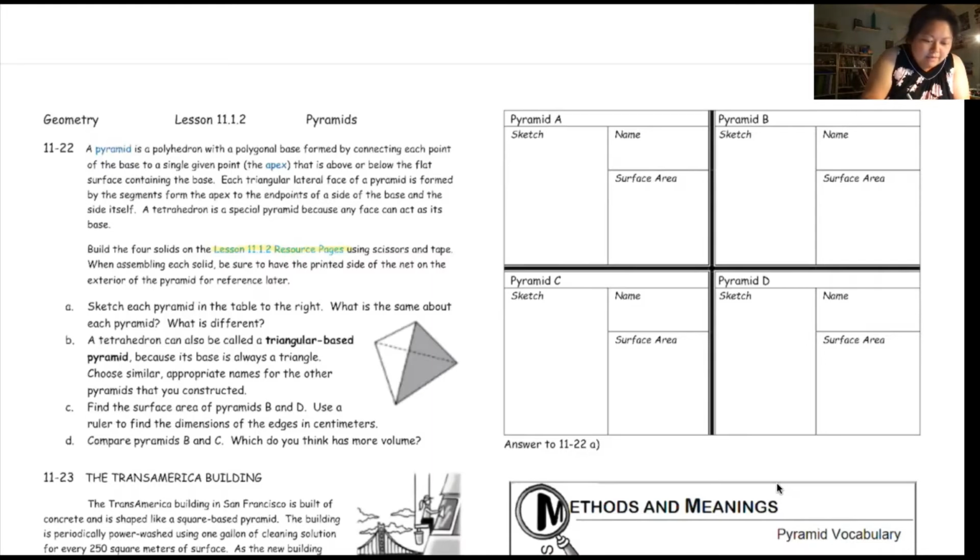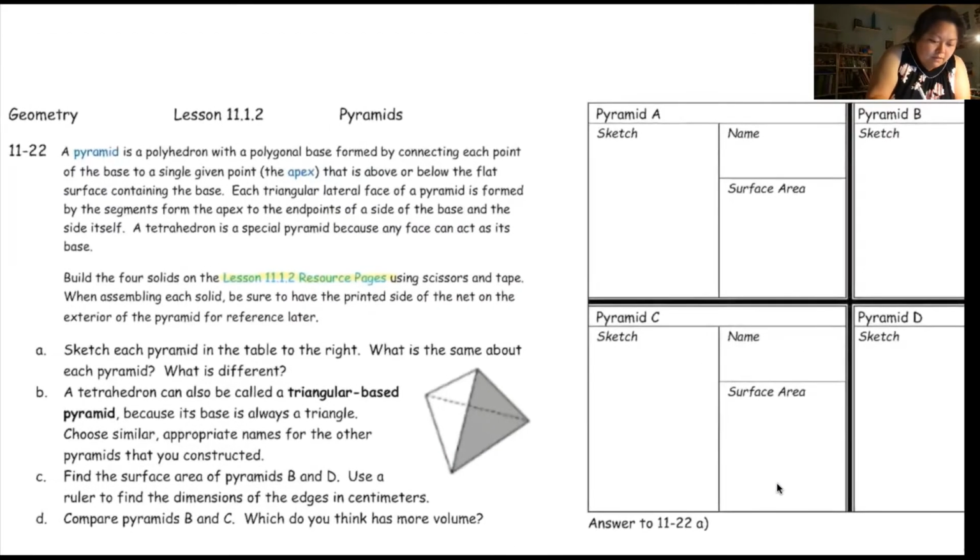All right, so yes, I found a typo. This is from, not form, right? A tetrahedron is a special pyramid because any face can act as its own base. So a tetrahedron is because every single face is the same. So this one is very special, right?